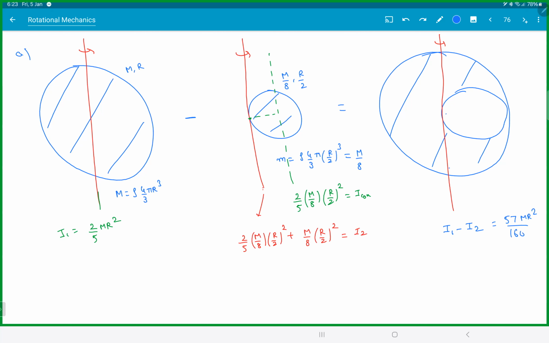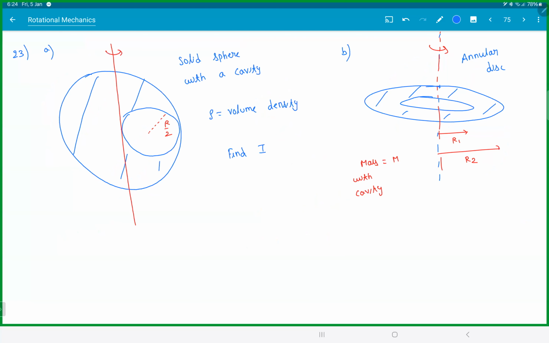Any doubts on this page? Clear with this? Maulika, clear with this? Swastika, got this? Vidyut? Vartika? Clear? Fine for the annular disk.